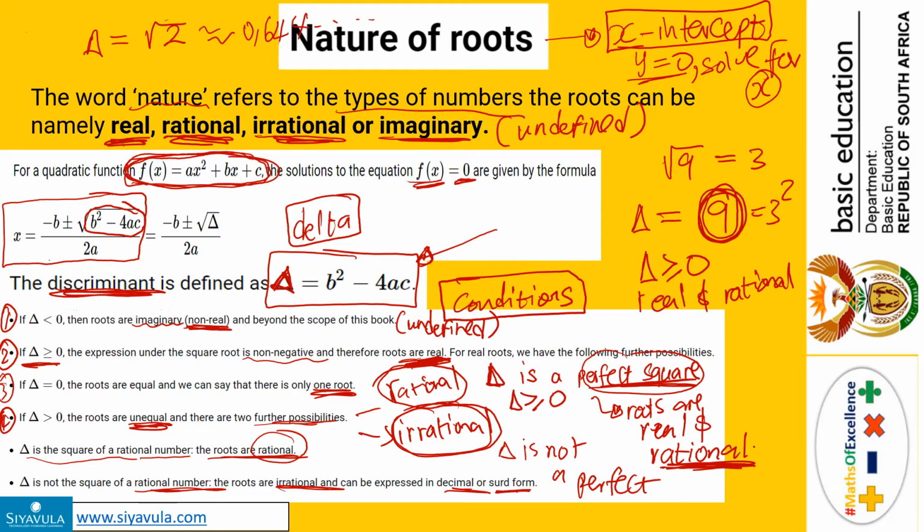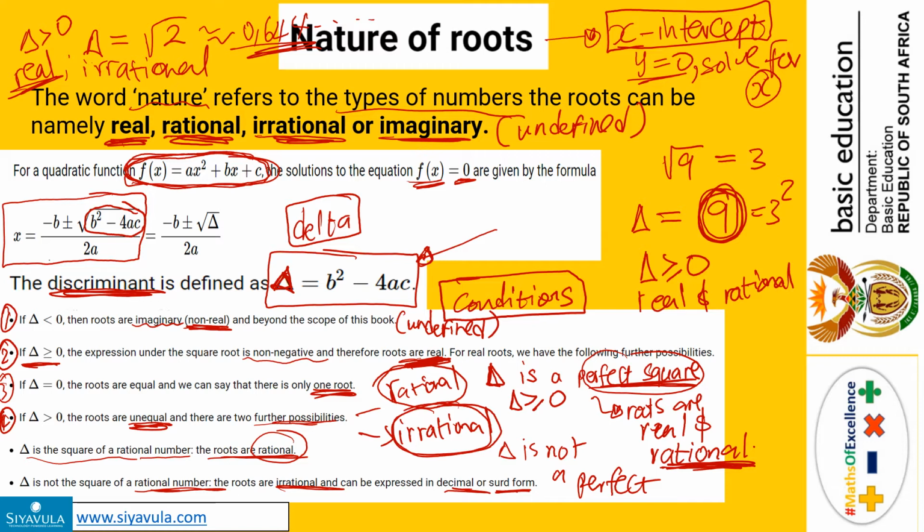So you can see that our delta is greater than what? It's greater than 0, but our delta is not a perfect square. This is not a perfect square, right? Because we are getting these decimals here. Therefore, because our delta is not a perfect square, our roots are real. Why are they real? Because delta is greater than 0. But because our delta is not a perfect square, our roots will be irrational. So they are real and irrational.